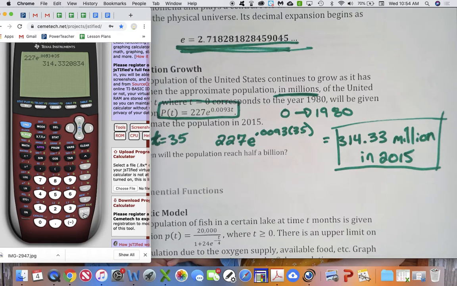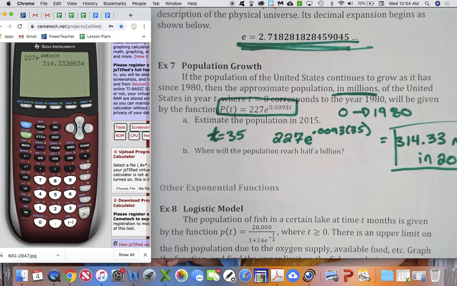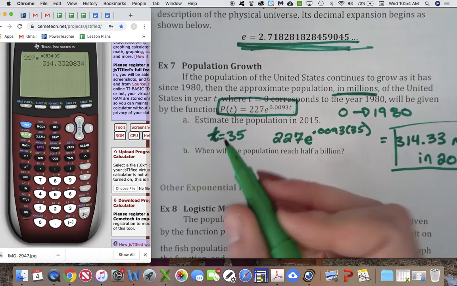Okay. When will the population reach 500 million? Okay. So when will the population reach 500 million?